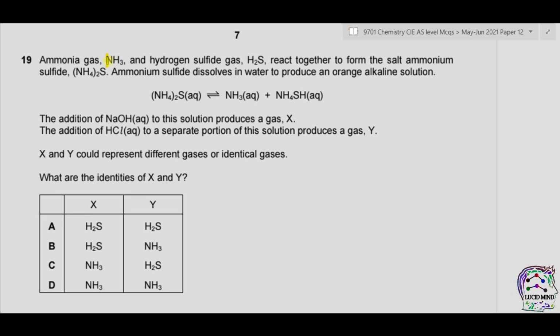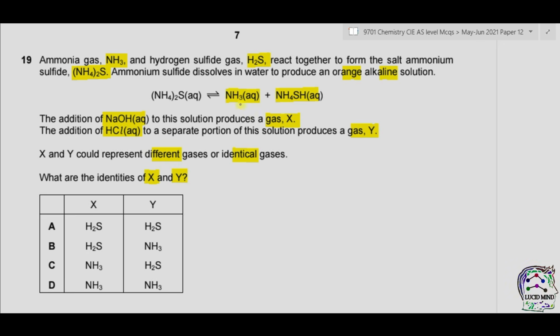Question 19. Ammonia gas NH3 and hydrogen sulfide H2S react together to form the salt ammonium sulfide (NH4)2S. Ammonium sulfide dissolves in water to produce an orange alkaline solution. This is ammonium sulfide, it forms aqueous ammonia and NH4SH. The addition of sodium hydroxide to this solution produces a gas X. The addition of aqueous HCl to a separate portion of this solution produces a gas Y. X and Y could represent different gases or identical gases. What are the identities of X and Y?